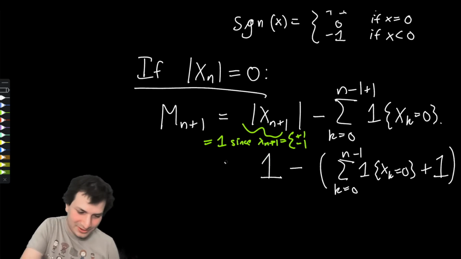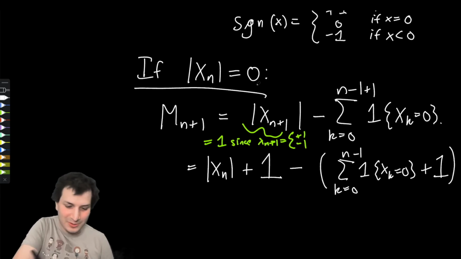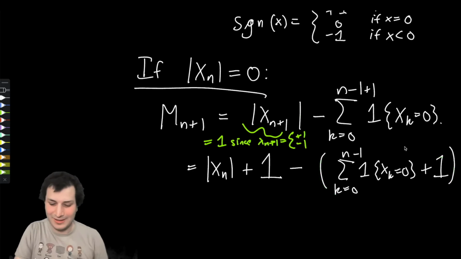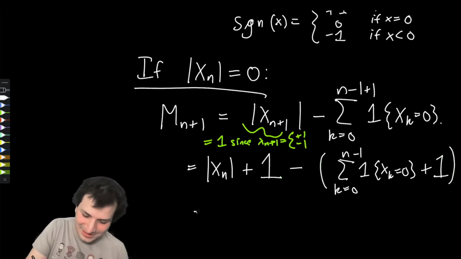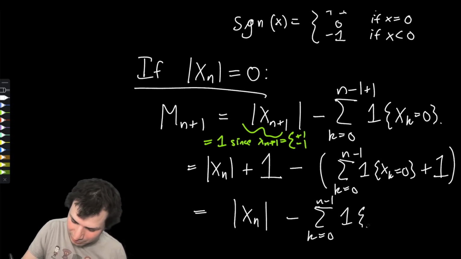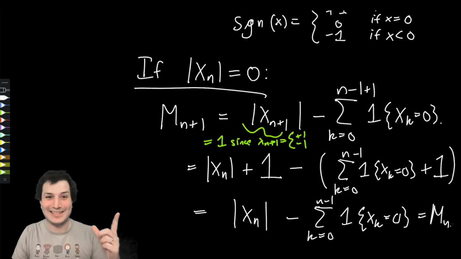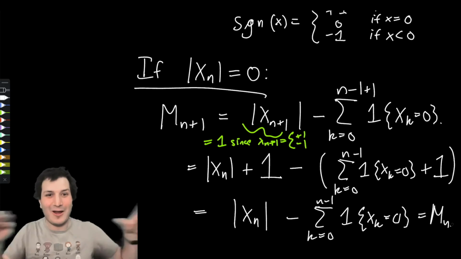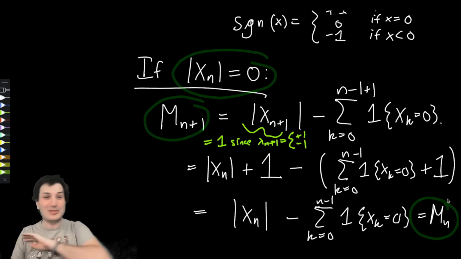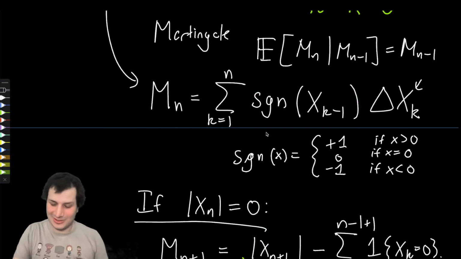I can even write it like this. It's equal to the absolute value of x_n, which is 0, plus 1. The absolute value part went up by 1. The number of visits part went up by 1. We're subtracting them. So, of course, this is the absolute value of x_n minus the number of visits, which is exactly M_n. So not only is it equally likely to go up or down, not only is it flat on average, it's literally flat. If x_n equals 0, M_{n+1} equals M_n, you just haven't moved. And actually, you could see that from the previous formula, right? If you're at 0, you're just betting $0 and you don't move.